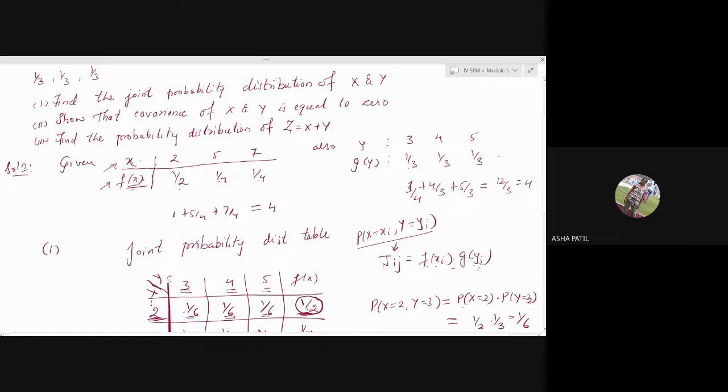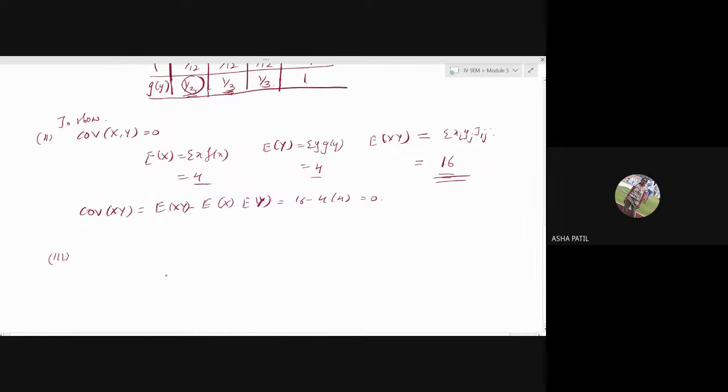Now what they have asked is the distribution of z equal to x plus y. First you have to find what values z takes, and then later find its probabilities. Can you tell what the values of z are? The x values I have been given are 2, 5, 7. The y values are 3, 4, 5.